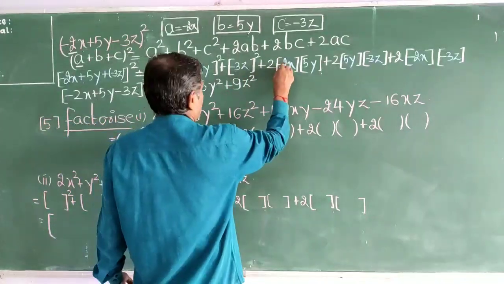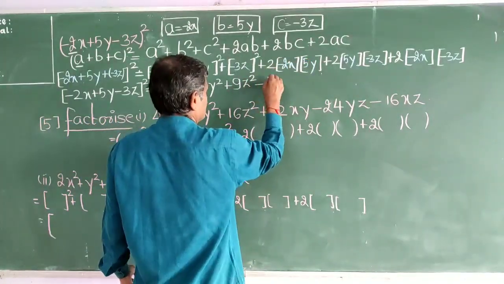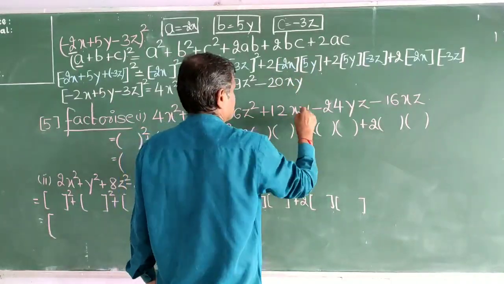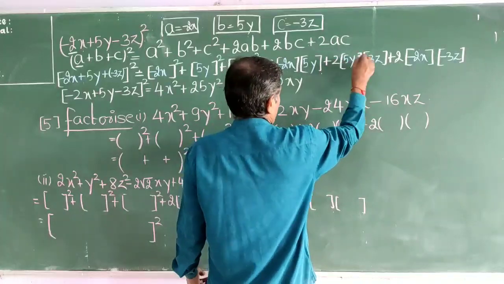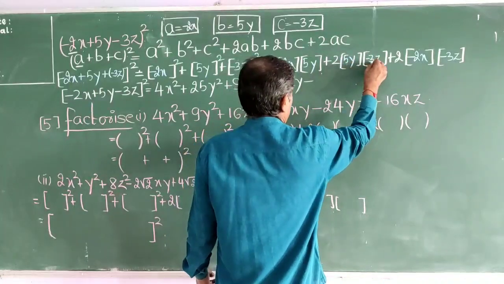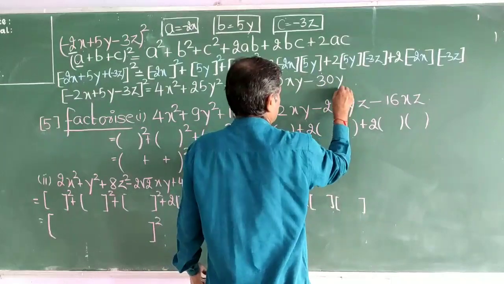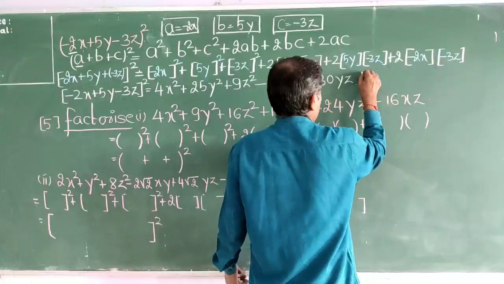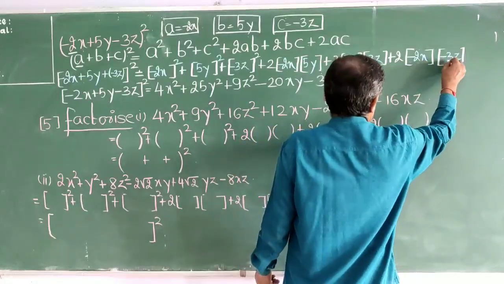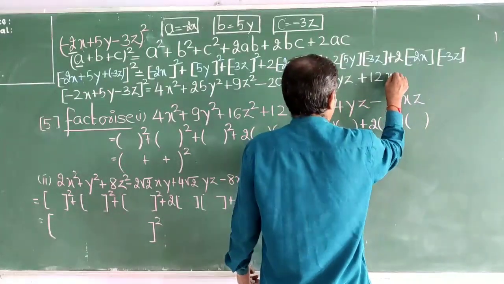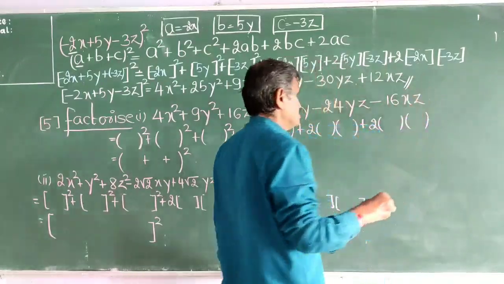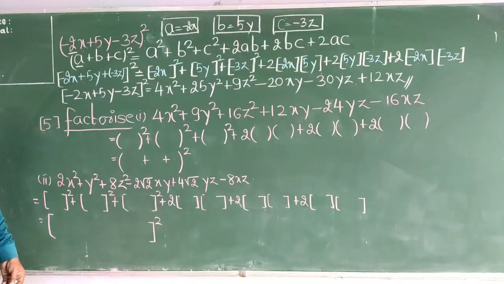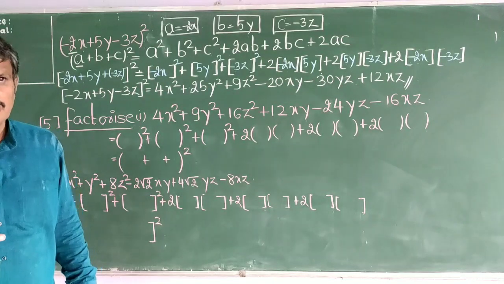Then plus of minus is minus and minus of plus is minus. 2 2s are 4, 4 5s are 20. So 20xy. Plus of plus is plus and plus of minus is minus. 2 5s are 10 and 10 3s are 30yz. Plus of minus is minus, minus of minus is plus. So 2 2s are 4 and 4 3s are 12. So 12xz.